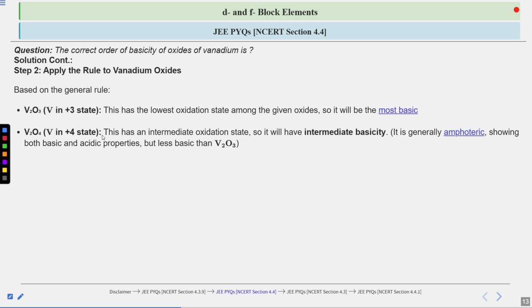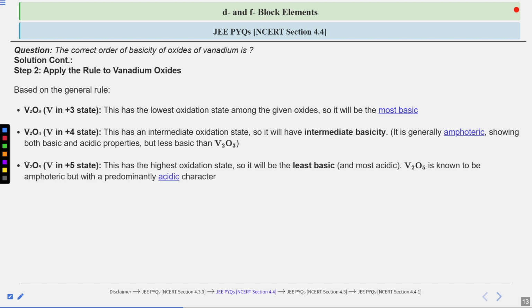V2O4, where the vanadium oxidation state is +4, has an intermediate oxidation state among the given oxides, so it will have intermediate basicity. It is generally considered amphoteric, which will show both basic and acidic properties, but it is less basic than V2O3. Now V2O5, where vanadium is in +5 state, has the highest oxidation state, so it will be least basic, or you can say most acidic. This V2O5 is known to be amphoteric, but with a predominantly acidic character.